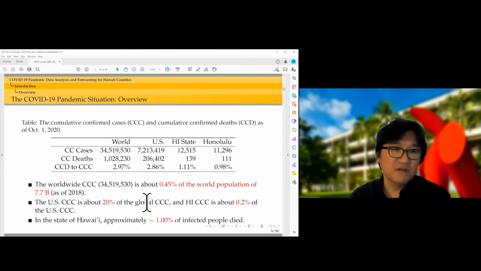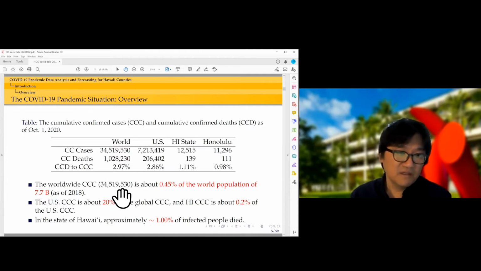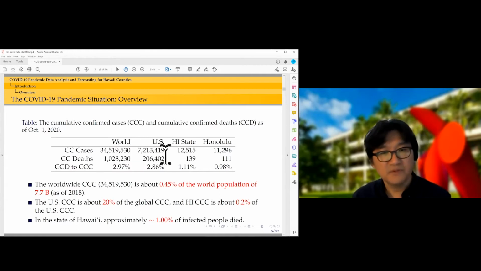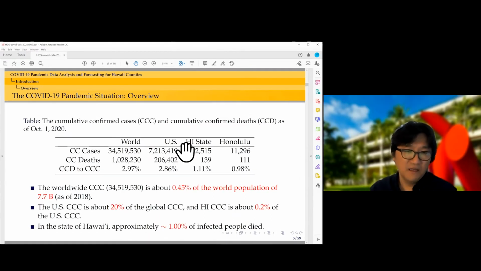The quick summary of the COVID-19 pandemic situation is that we currently have a world population of 7.7 billion, and about 0.5% of them are currently infected. 34 million people are infected over the world. About 20% of them, 7.2 million, are in the US. In Hawaii, which is about 0.2% of the US, 12,500 something people are infected.